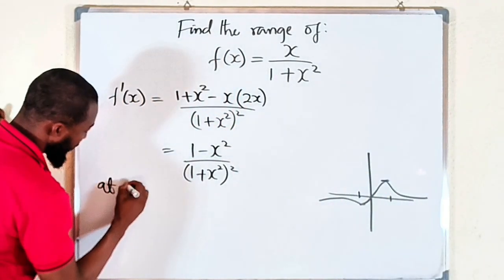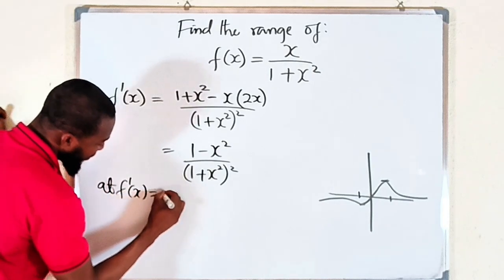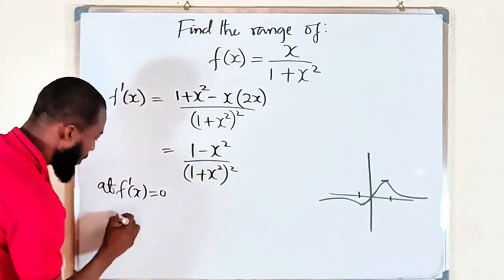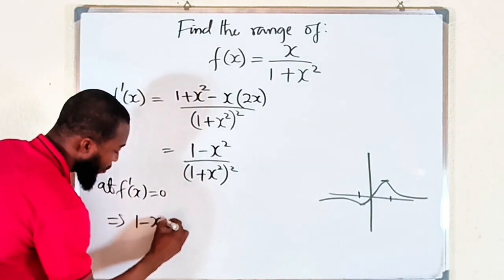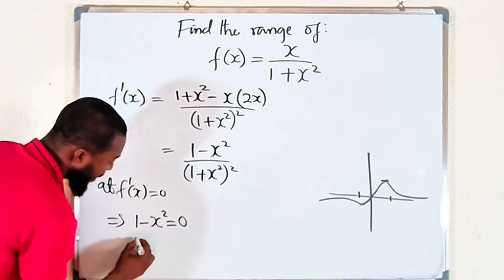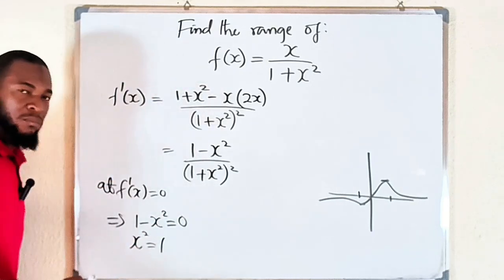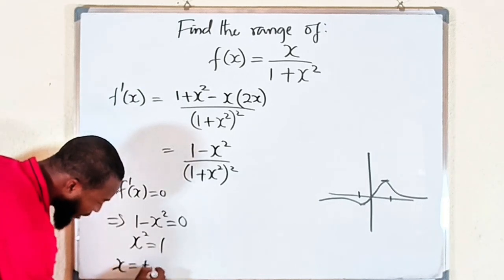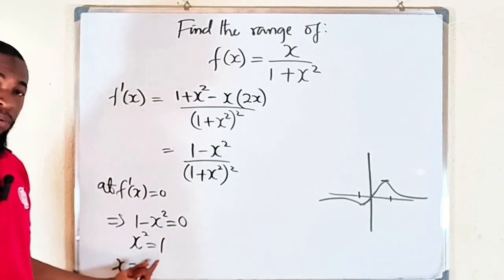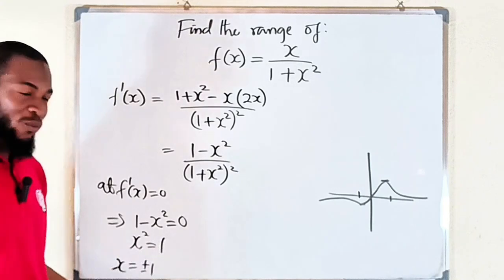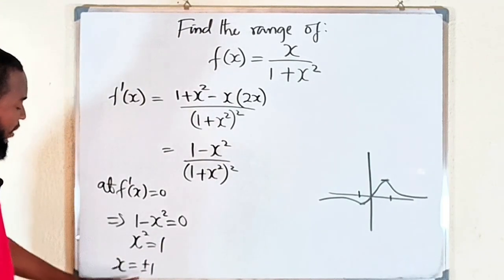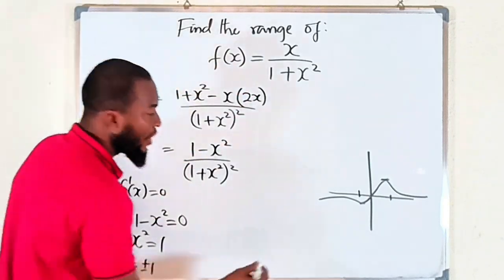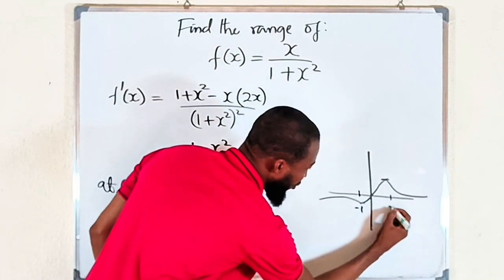So at f prime of x equals 0, you know the denominator cannot be 0. Therefore, the numerator will have to be equal to 0. This implies that 1 minus x squared is equal to 0. That is x squared equal to 1. Right? And this can only happen at x equal to plus or minus 1. It can be either 1 or minus 1 because 1 squared is 1, and negative 1 squared is also 1. So we're going to take these values, negative 1 and positive 1, and plug them in to find our range.